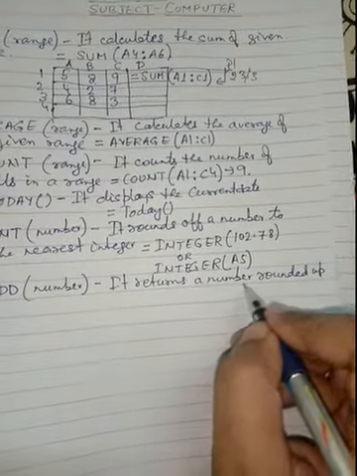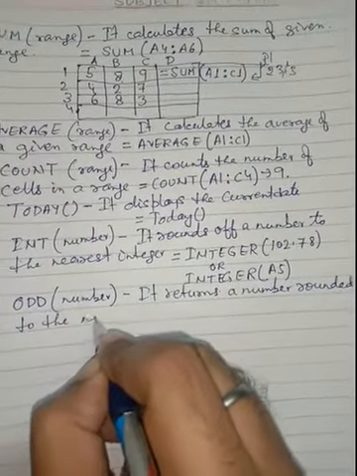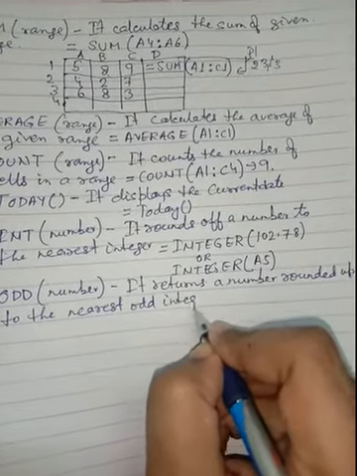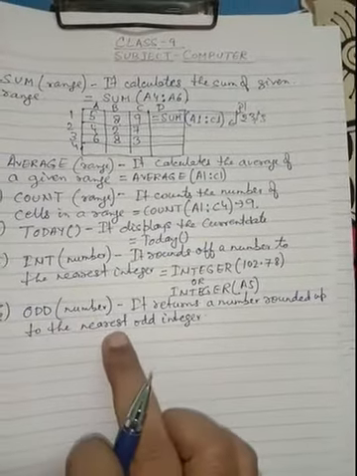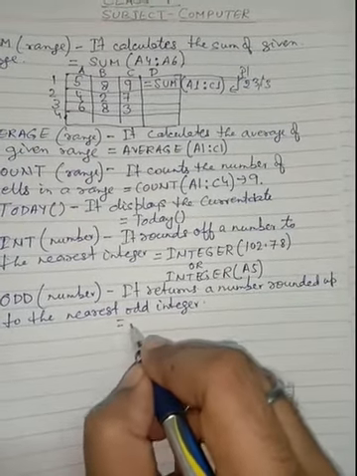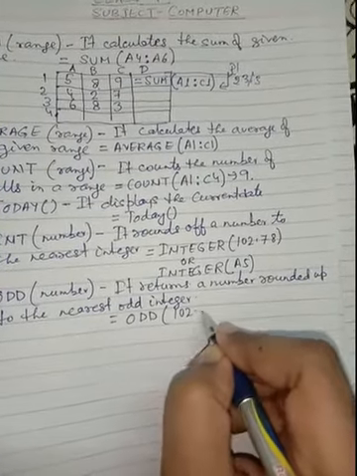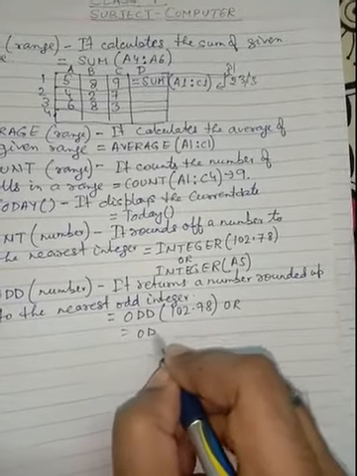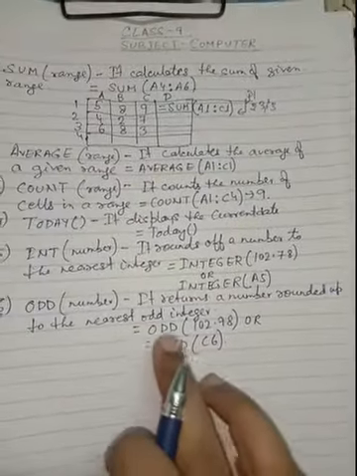It returns a number rounded up to the nearest odd integer. So here also, how to write it? We can begin with the equal sign, then write ODD, and suppose I have written 102.78, or you can write equal to ODD and a particular cell address, suppose C6. So it will be rounded off to the nearest odd integer.